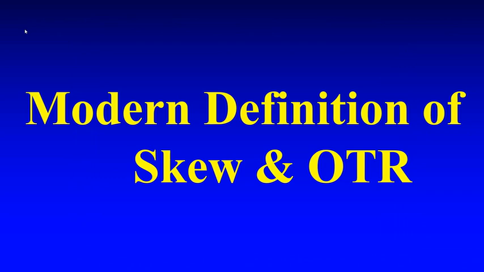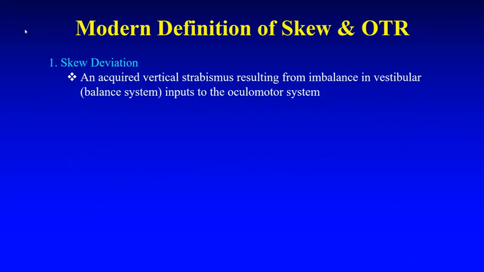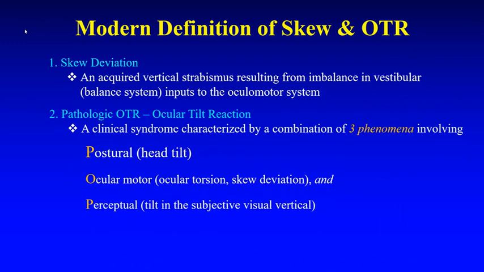So, what is the modern definition of skew and ocular tilt reaction? Skew deviation is an acquired vertical strabismus resulting from imbalance in the vestibular system inputs to the oculomotor system. The pathological ocular tilt reaction is a clinical syndrome characterized by a combination of three phenomena involving P, postural, that is the head tilt; O, that is the ocular motor, consisting of ocular torsion and skew deviation; and P, the perceptual, tilt in the subjective visual vertical.